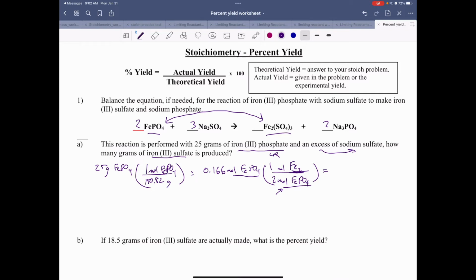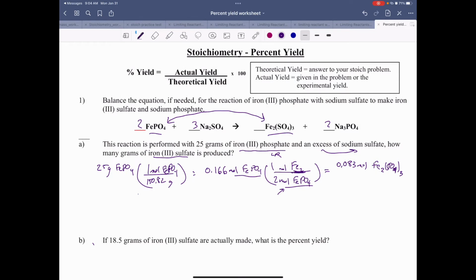So we are gonna produce 0.166 divided by 2, 0.083. 0.083 moles of that iron 2 stuff. Again, that's not the whole formula, but maybe I'll just write it out this time to remind us what we're talking about, because we do need to get to grams. So, okay, now that we have the number of moles of iron sulfate, we better figure out how many grams that is. So 0.083 moles of that stuff, Fe2(SO4)3. 1 mole of that stuff.